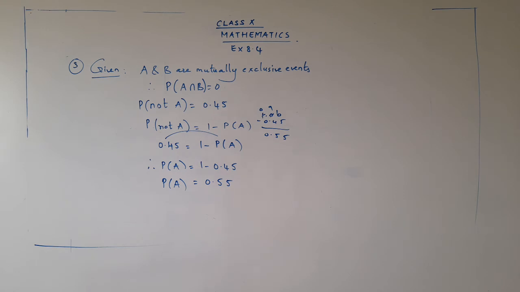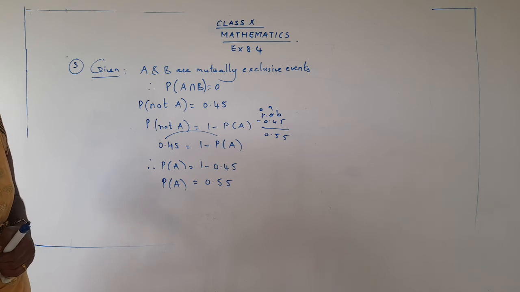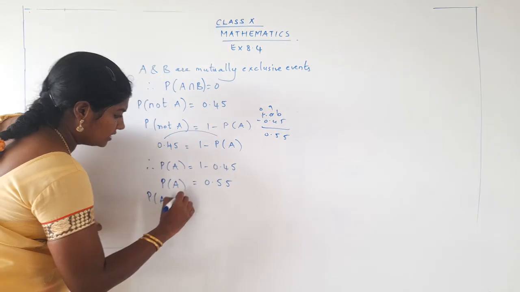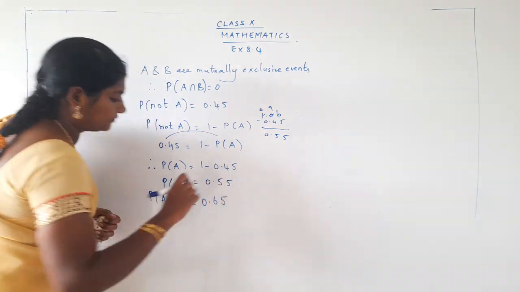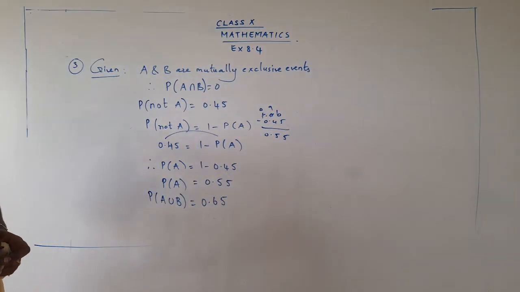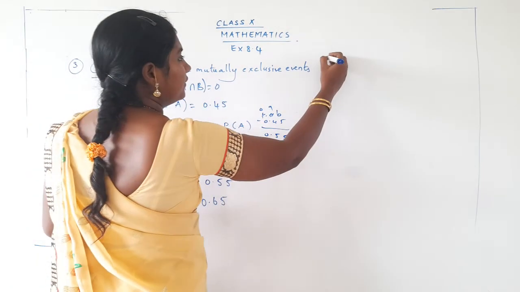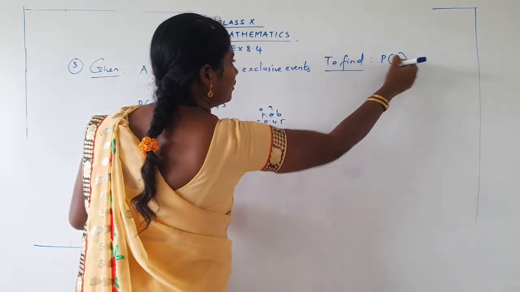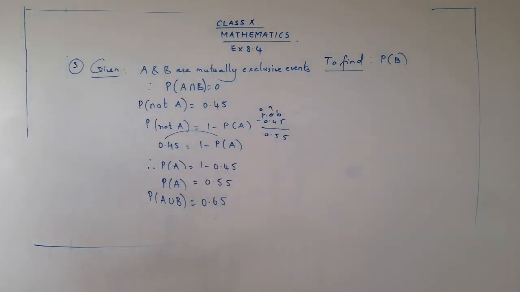Okay, now what else is given to us? We also know the value for P of A union B is given to us. Write down here. P of A union B is equal to 0.65. So now what we have to find out? We have to find out probability of B. To find P of B. Write down the given part and write down the to find part.